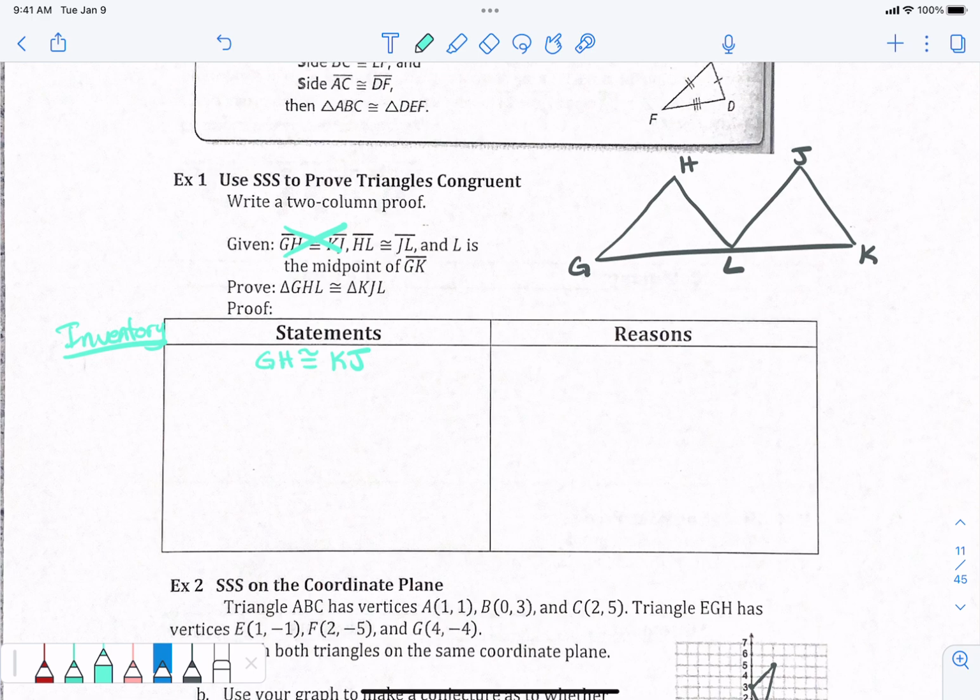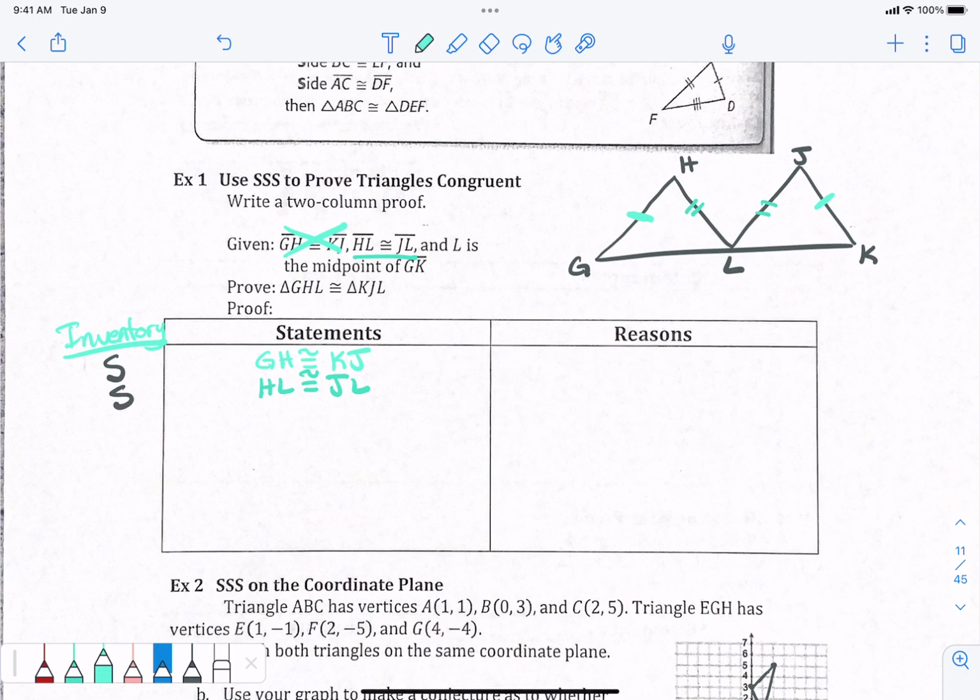I'm going to mark that on here. GH is this side, KJ is this side. So I have those 2 being the same. The 2 outside segments are the same measure. That gives me a side in my inventory. The next piece of given information: HL is congruent to JL. HL is the inside one and JL is the inside one. So those are the same. That gives me another side.